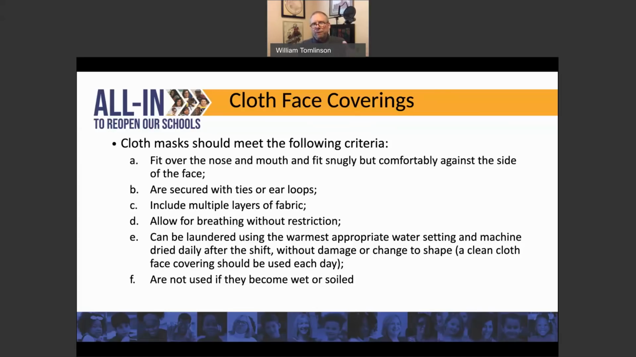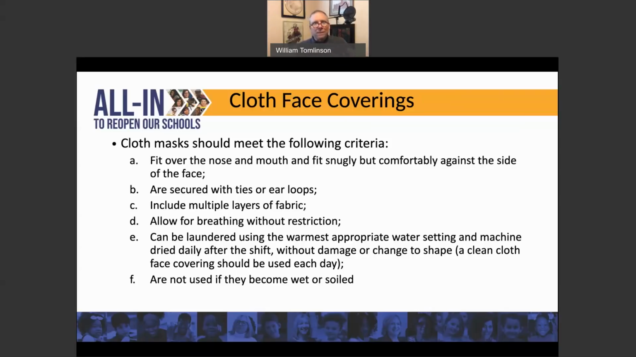And here are some criteria for mask wearing. So you want it to fit over the nose and mouth and fit snugly around the face, but be comfortable. If it's not comfortable, people aren't going to want to wear it. Secured with ties or bands or ear loops like mine. Include multiple layers of fabric, usually 2 of a mid-thread count, 200 to 300. You get too tight of a thread count, you're going to get too much restriction and you're not going to be able to wear it.